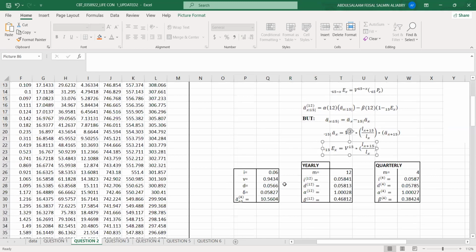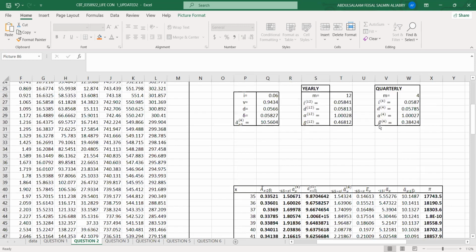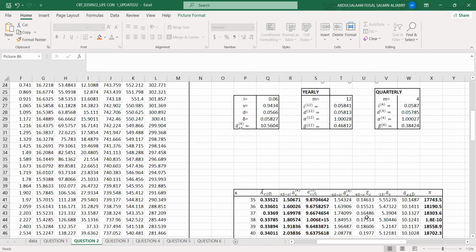Now I have constructed a few more tables here. These tables are useful to get the components for finding the level monthly premium. The i mentioned in the question is 6%. The v is 1 over 1 plus i. The d is i over 1 plus i. Delta is ln(1 plus i). Okay, I just press enter.